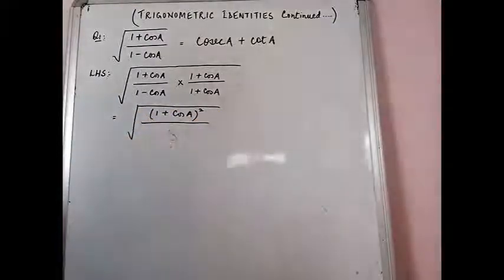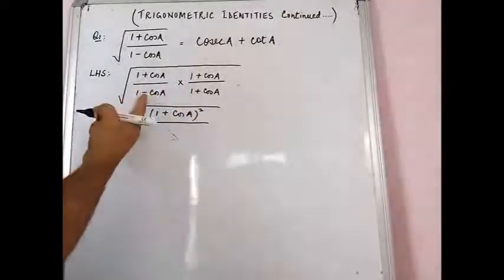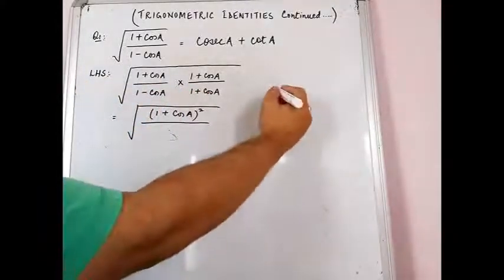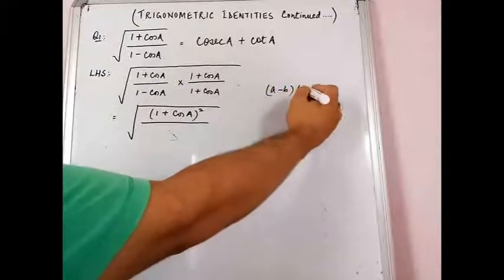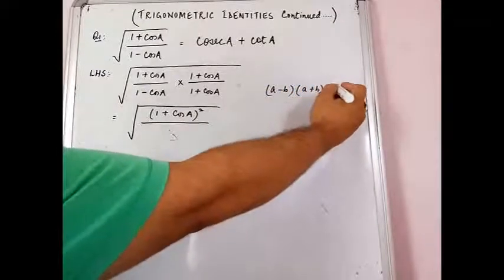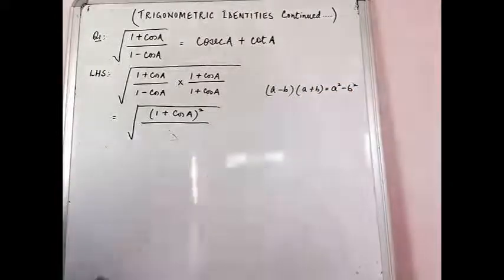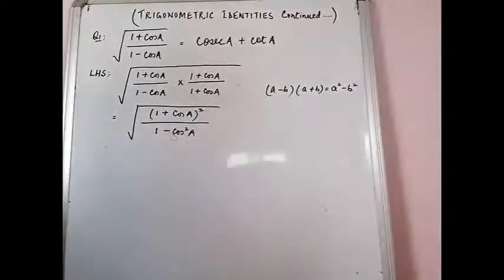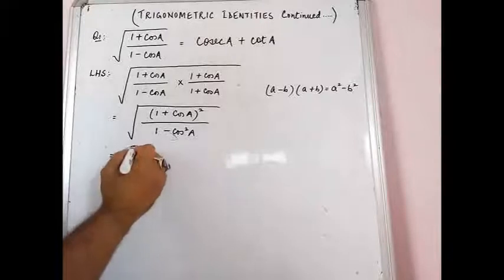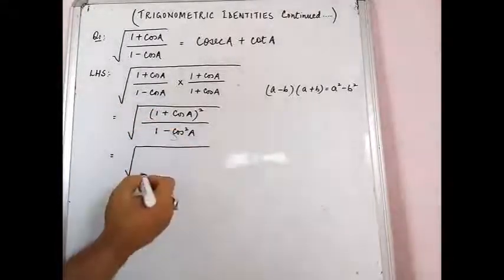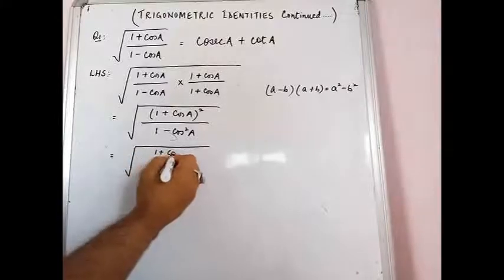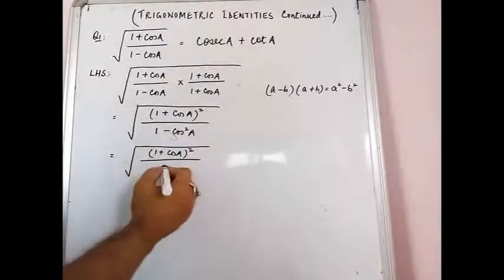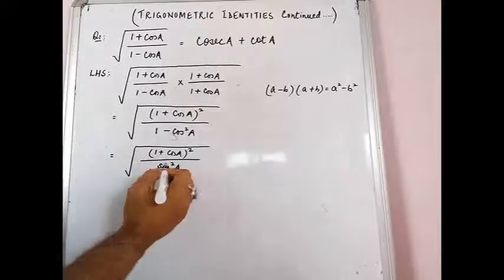in the numerator. Similarly in the denominator, now this is of the form (a minus b) into (a plus b). So you remember that identity, (a minus b) into (a plus b) gives you a square minus b square. So using that we can write 1 minus cos square a here, which in the next step becomes (1 plus cos a) square will remain like this upon 1 minus cos square a, which can be written as sine square a.